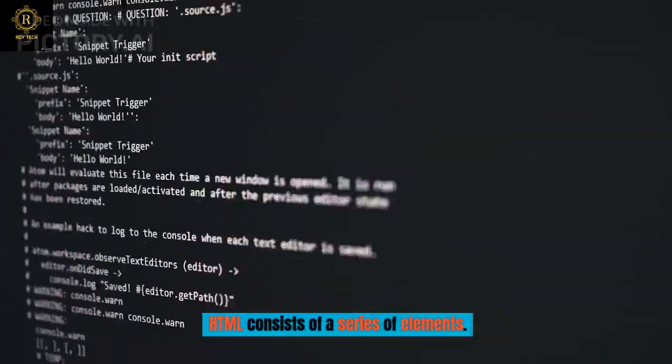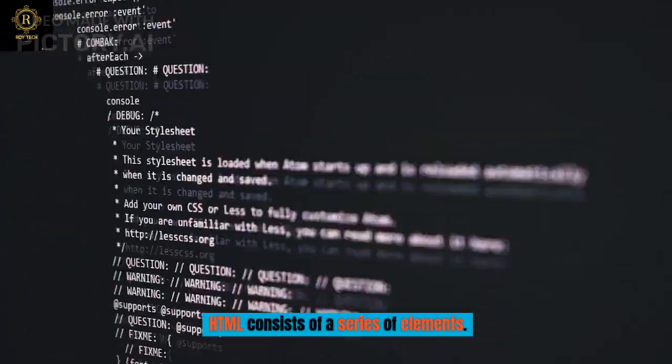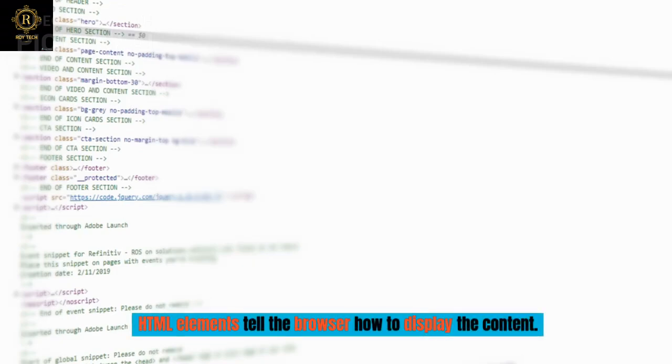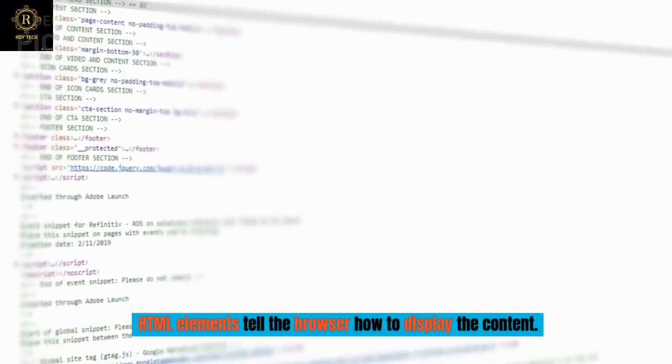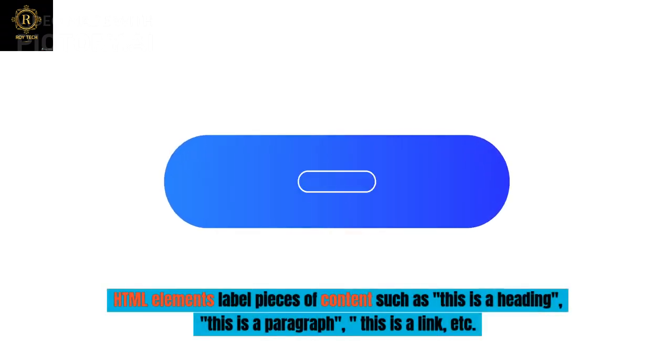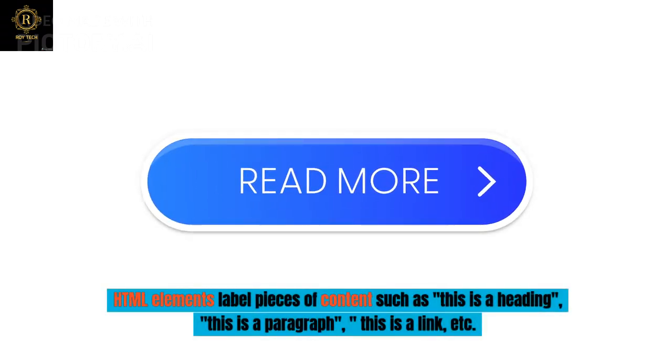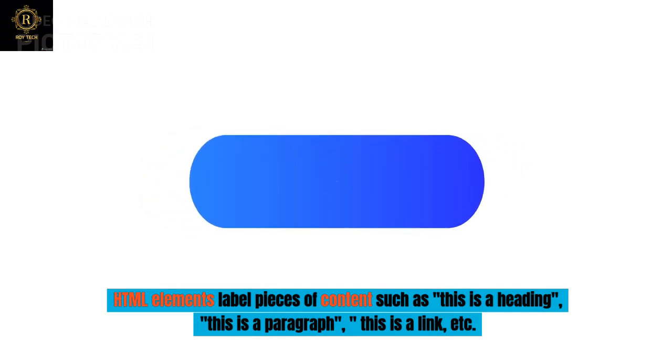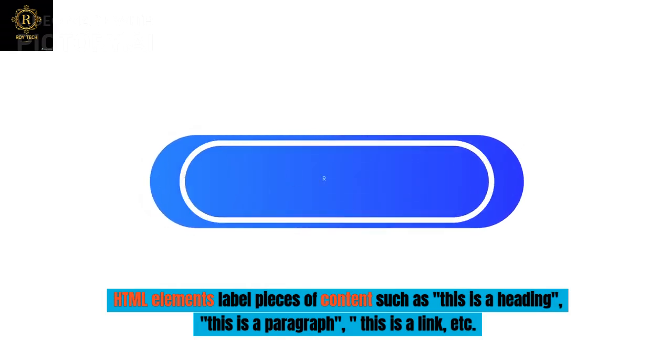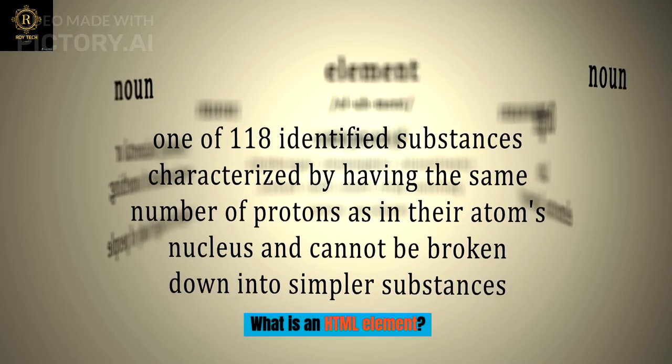4. HTML consists of a series of elements. 5. HTML elements tell the browser how to display the content. 6. HTML elements label pieces of content such as, this is a heading, this is a paragraph, this is a link, etc.